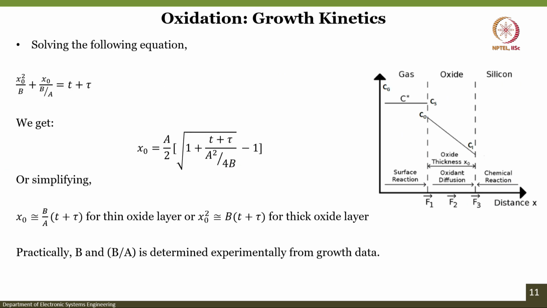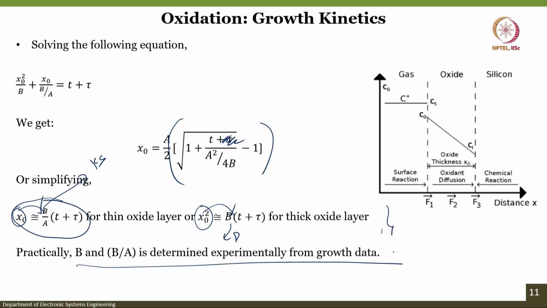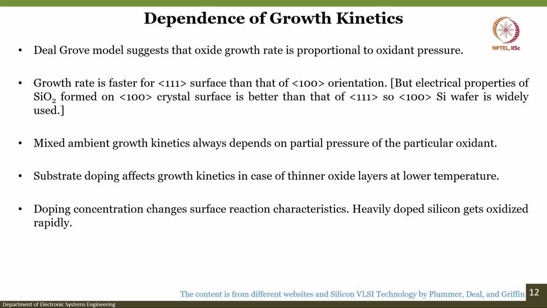Now, if you look at it, what can we draw, this is what we got, right, if you ignore this tau. Initially the growth depends on B by A, later the growth depends on B. B by A means it depends on Ks, B means it depends on D, right. So, this empirical or mathematical model will match the experimental outcomes, that is why it is very popular, right. Now, what is the Deal-Grove model suggesting? The Deal-Grove model suggests that the oxidation growth is proportional to oxidant pressure, we have seen, right, correct, Cg, partial pressures. Growth rate is faster for the 111 surface than 100, what does this mean?